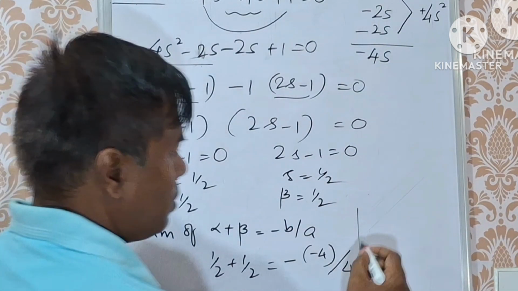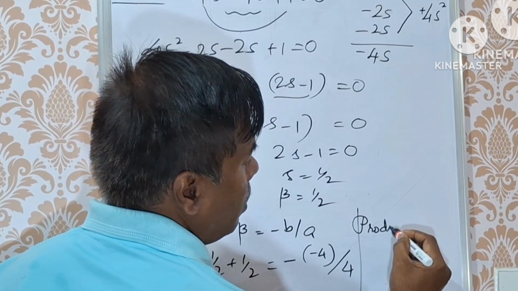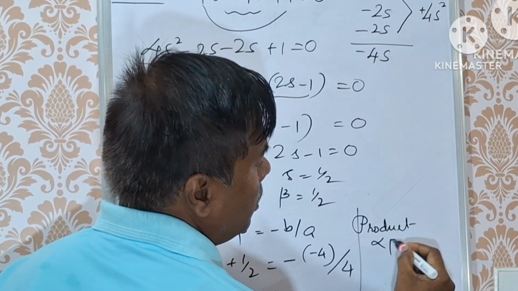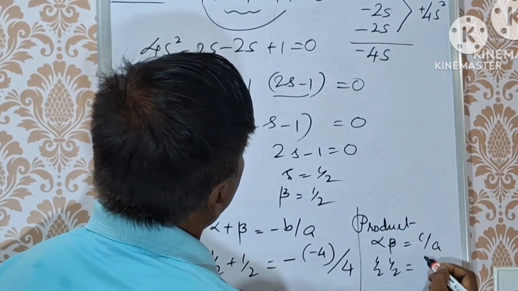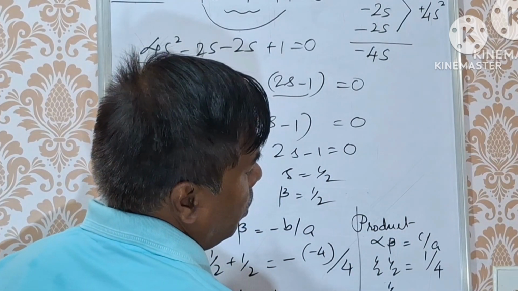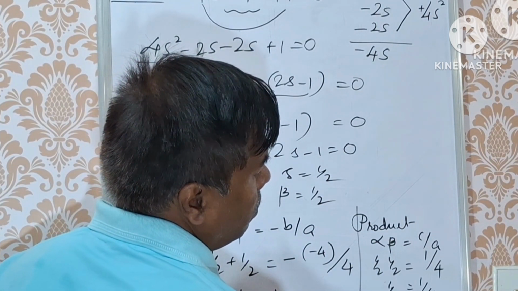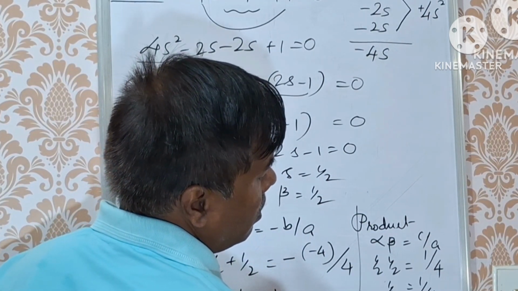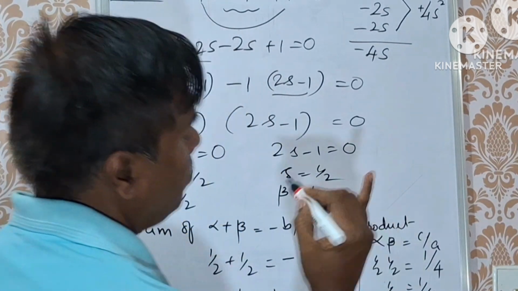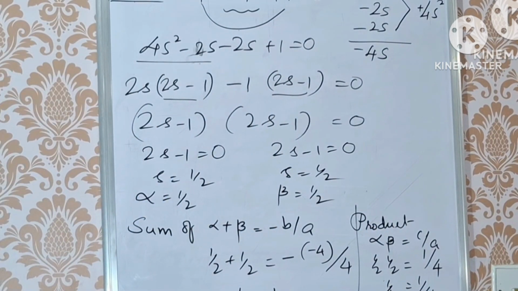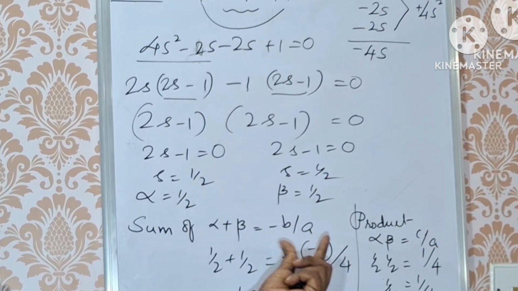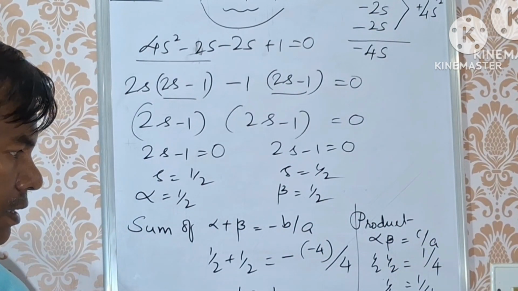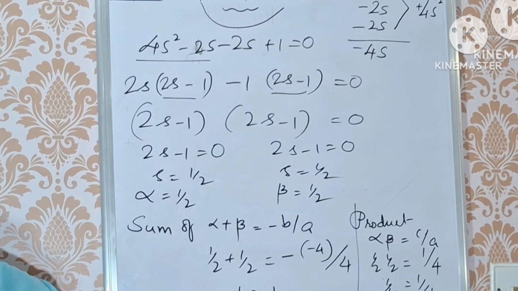Next, product of roots. That means product of zeros. Alpha into beta equals c by a. Half into half. C is 1, a is 4. 1 by 4 equals 1 by 4. Here also LHS equals RHS. Hence the verification. That means the sum of zeros must be minus b by a, and the product of zeros must be c by a. Then only our answer is correct.